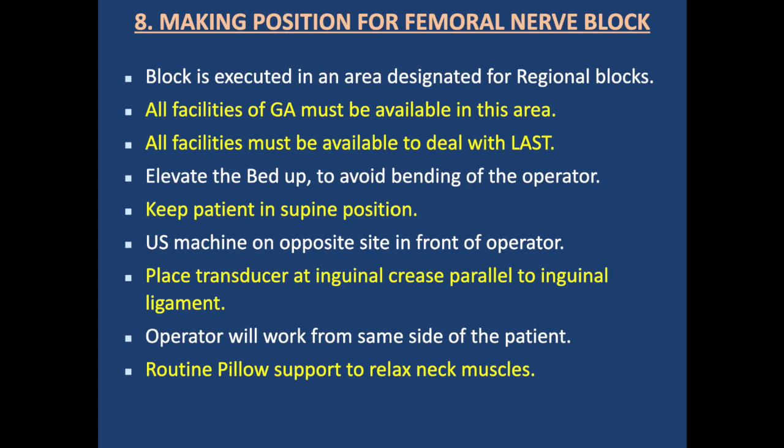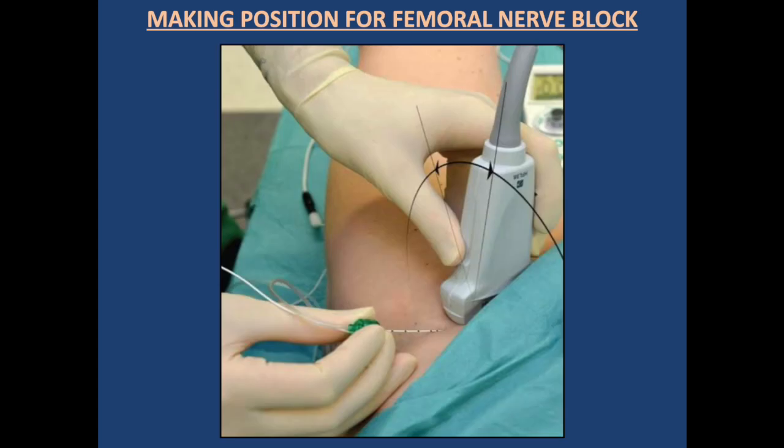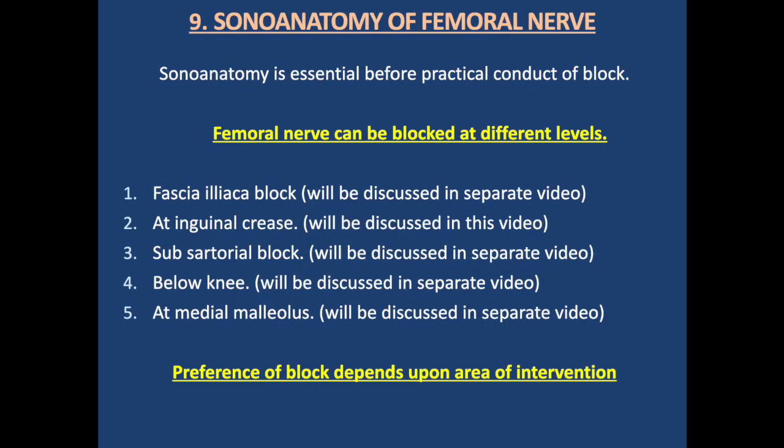Ultrasound machine is kept on the opposite side in front of the operator. We place the transducer at the inguinal crease parallel to the inguinal ligament. Inguinal crease or femoral crease is an obviously visible structure. The operator will work from the same side of the patient. We keep the routine pillow support to relax the neck muscle of the patient. This is a diagram showing position and conduct of the femoral block. The operator is standing on the same side of the leg to be operated.